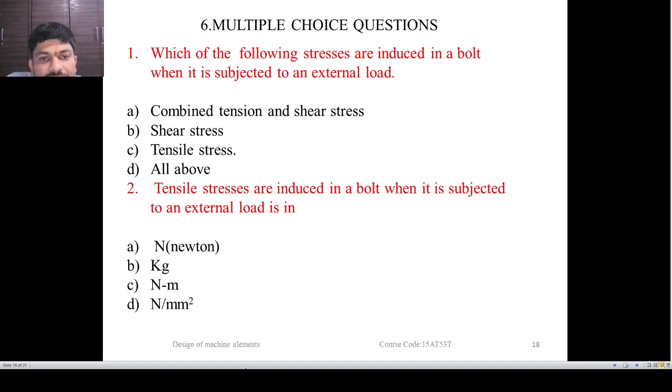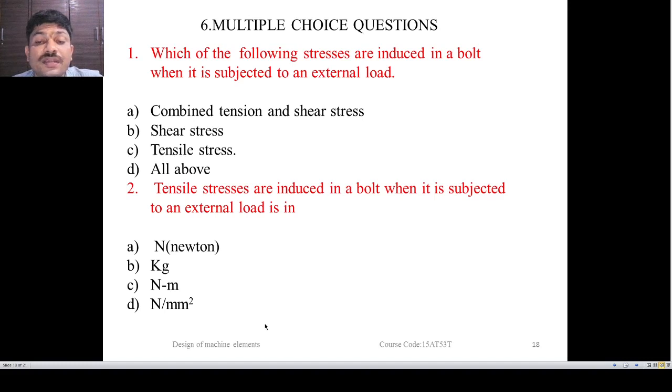Second question: tensile stresses are induced in the bolt when it is subjected to an external load, which is in what unit? Here in the SI system, A is Newton, B is kg, C is Newton meter, D is Newton mm.